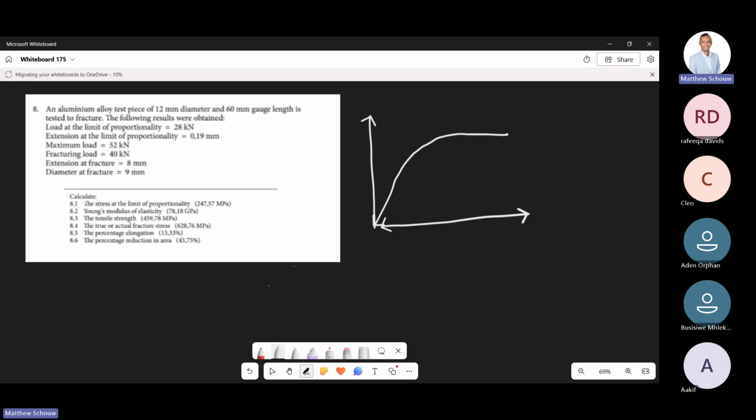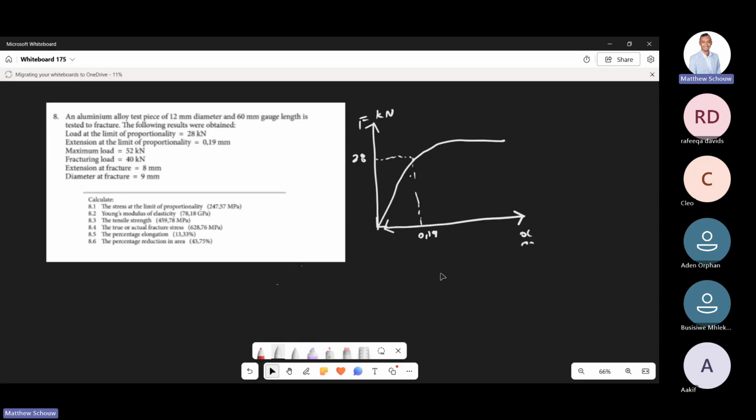So let's quickly find the stress at the limit of proportionality, right? So that's around here. Let's assume it's around here. This is the limit of proportionality. So let's say it's 1.0. Here they give you a load at 28. Let's call that force and extension. Doesn't mean it's the highest point, but I'm just going with that. So that's 28 kilonewtons, and that's in millimeters. And this corresponding point is around 0.19. So that is 28 kilonewtons at 0.19 millimeters.